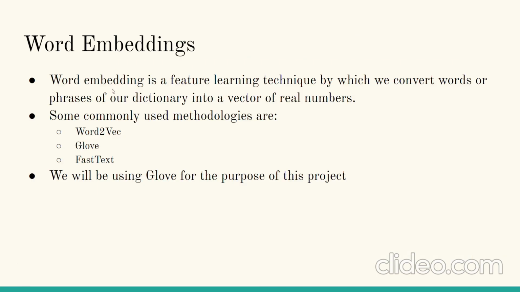So let's move on to the word embedding layer. A word embedding is a feature learning technique by which we convert the words or the phrases present in the dictionary into a vector of real numbers. We have used the GloVe methodology for performing word embeddings. Other choices might be word2vec and fastText.